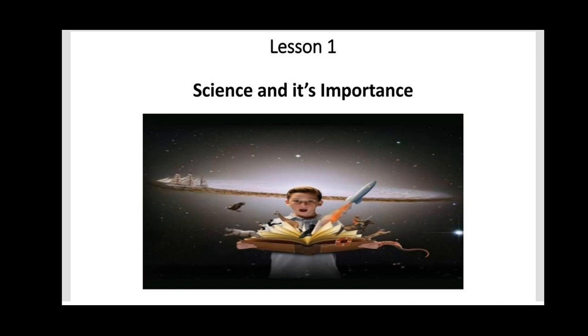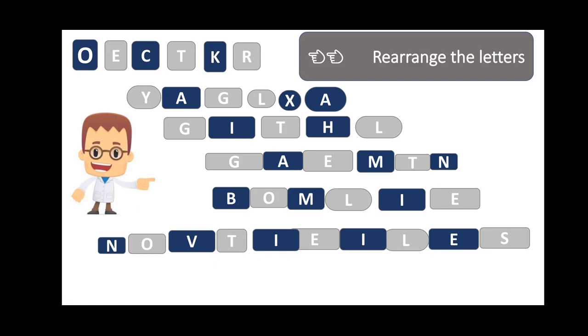Before starting the lesson, let us do an activity. For that, all of you just take a sheet of paper and pen. The activity is that you can see 6 sets of words here. They are in jumbled order. What you have to do is rearrange the letters and form a physics related word.